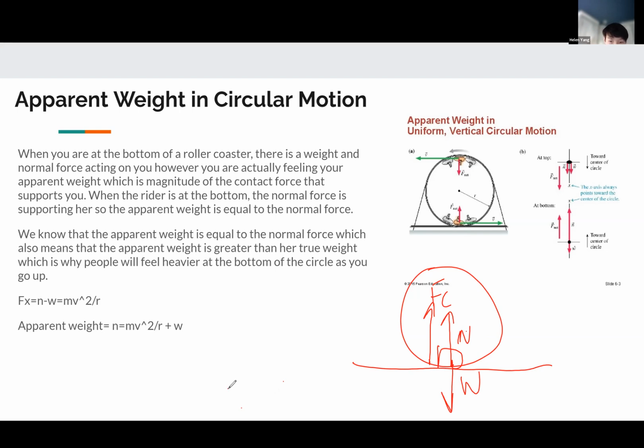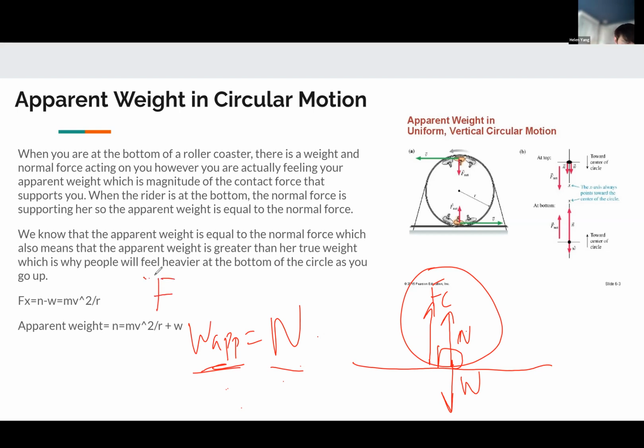When the rider's at the bottom, the normal force is supporting the rider, so the apparent weight is equal to the normal force. We know that the apparent weight is equal to the normal force, which also means that the apparent weight is greater than your true weight, which is why people will feel heavier at the bottom of the circle as you go up. You can also prove this by using an equation.